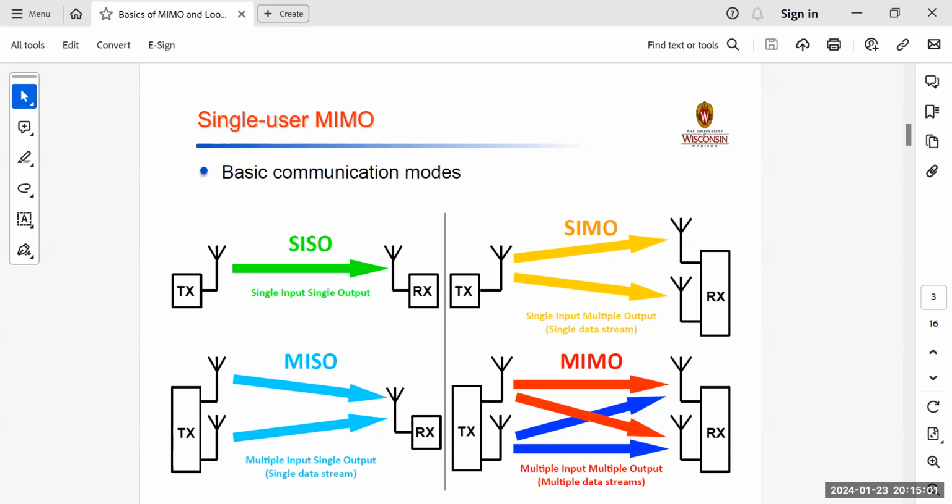This is MISO. And then we have MIMO, where we have multiple antennas on the transmitter side and multiple antennas on the receiver side, and we have multiple data streams. For example, the first antenna of the transmitter is transmitting to the first antenna of the receiver, and to the second antenna of the receiver. The second antenna of the transmitter is transmitting to the first antenna of the receiver, and also simultaneously to the second antenna of the receiver. So this is a MIMO network, right? Whereas for a single user MIMO, a single user has multiple transmitting antennas and multiple receiving antennas, right?